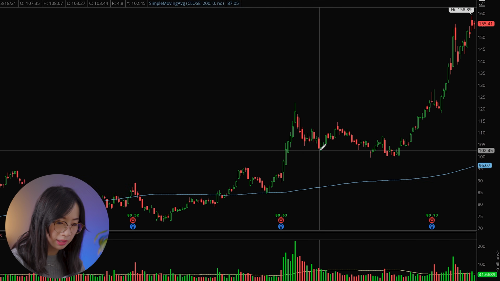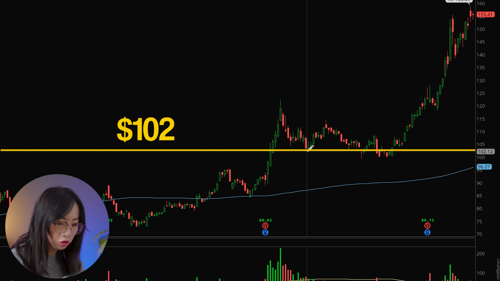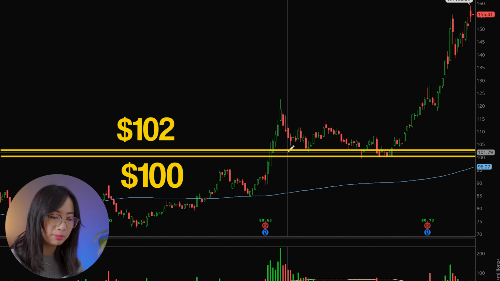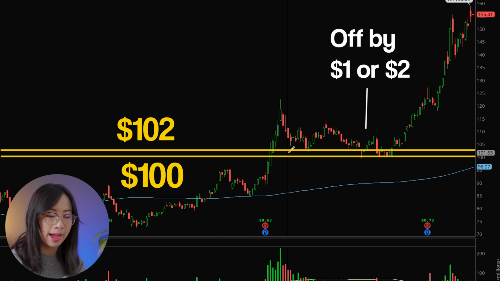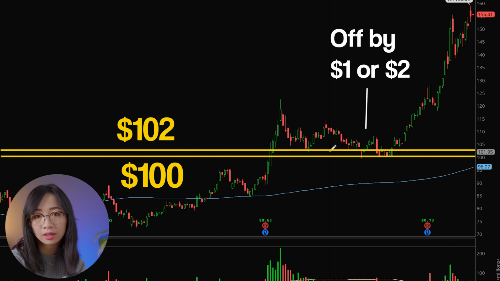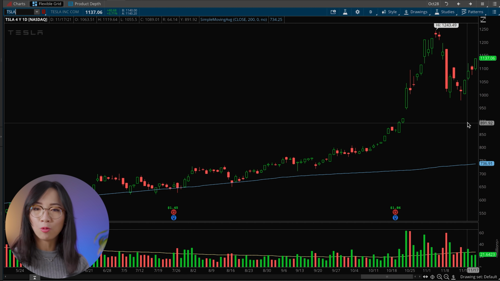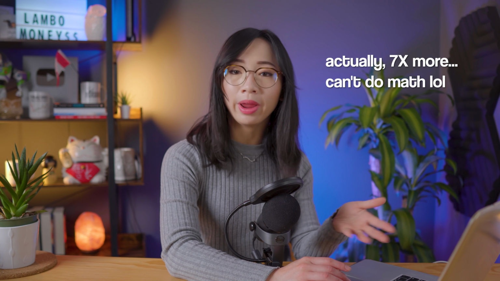For example, you can see this support area for AMD. This one's at 102, but down here is around $100. So for AMD, sometimes the support could be off by $1 or $2, and that would be normal for the stock. However, if we look at a completely different stock here, Tesla, this one is a lot more expensive than AMD, about 3 times more, and the range for the support and resistance would be very, very different as well.